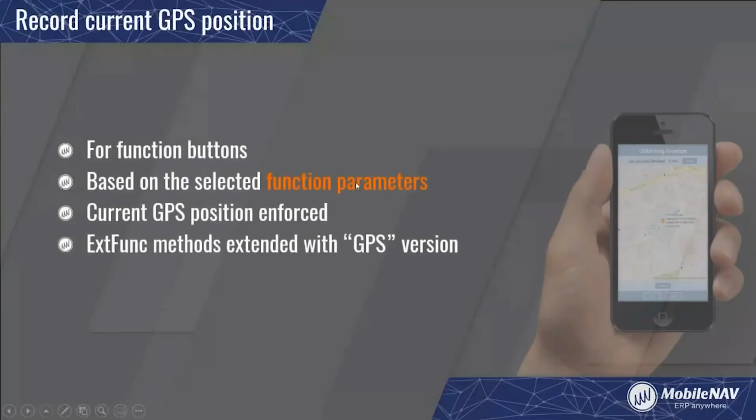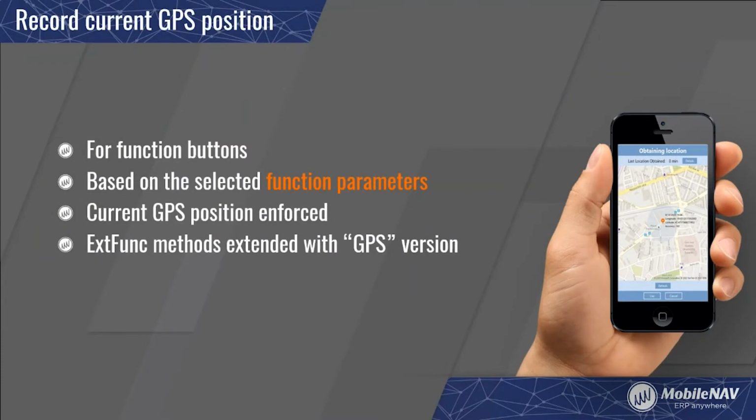Okay, next one. The next one is record the current GPS position. This is a new story as well. Basically, this is about recording the current GPS position at a certain point in time. So for example, when the user is executing a function or doing something in MobileNAV, then you would like to know the current GPS position for a certain reason.